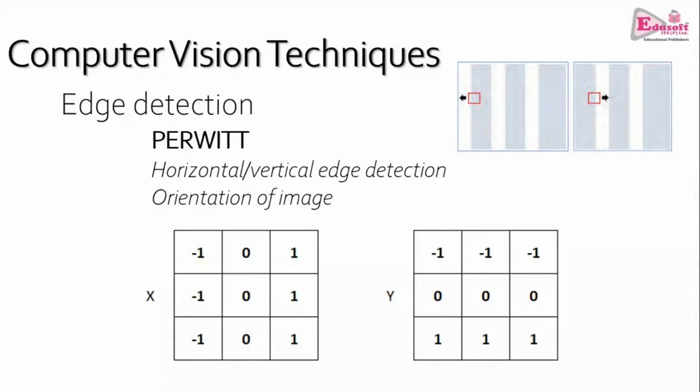Similarly, another popular filter is the Prewitt filter. It can also figure out whether the image has been rotated or not. If you rotate the image, it can figure out that the rotated image and the actual image are the same. So the Prewitt filter is very useful when image orientation is a concern.